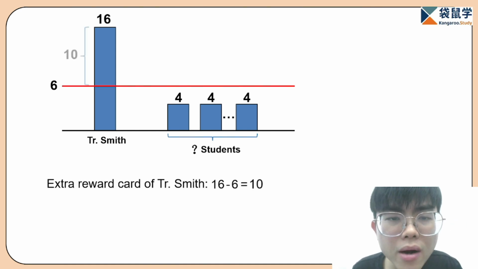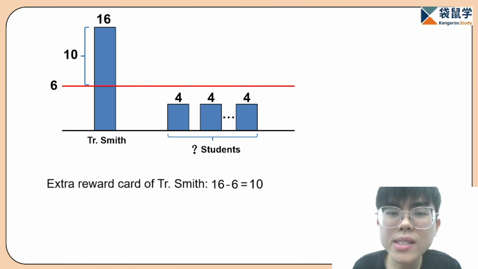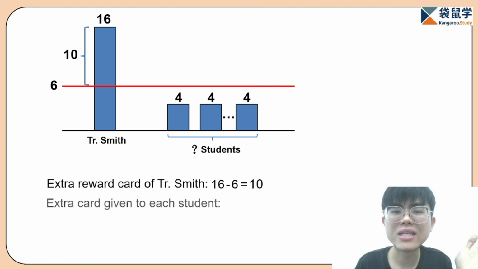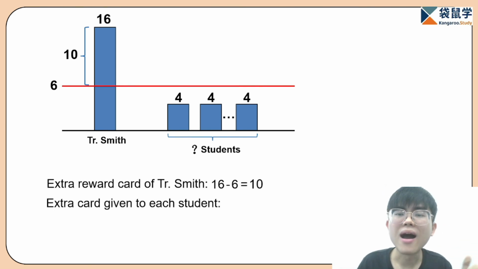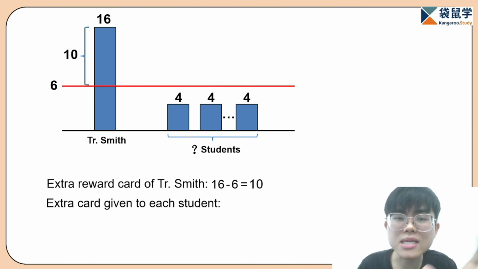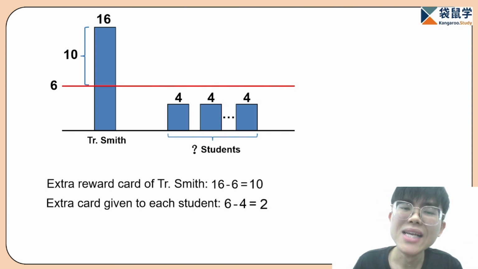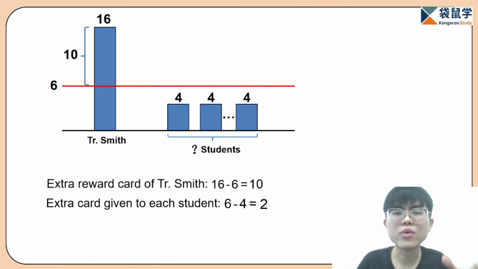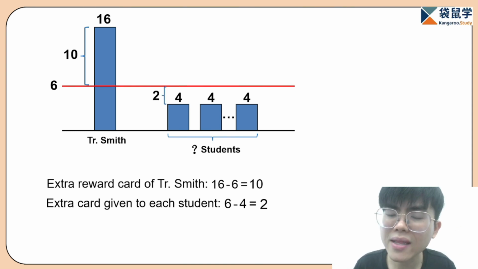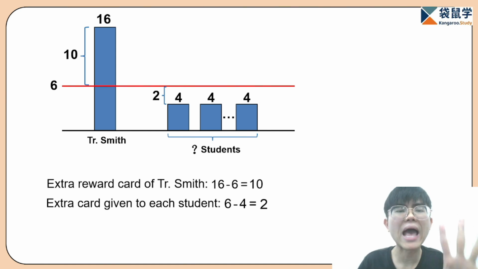So this part of the bar is 10. Now we take the 10 reward cards from Teacher Smith, and we give them all to the students. How many cards do I have to give each of the students? It is actually very obvious, just 2 reward cards, since each of the students initially has 4 reward cards. So we use 6 minus 4, we have 2. Now we know that we have to give each of the students 2 reward cards, and that is a total of 10 extra cards.